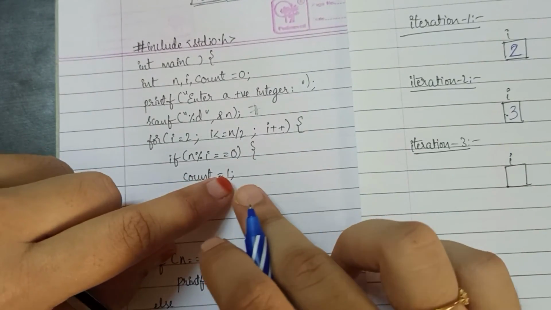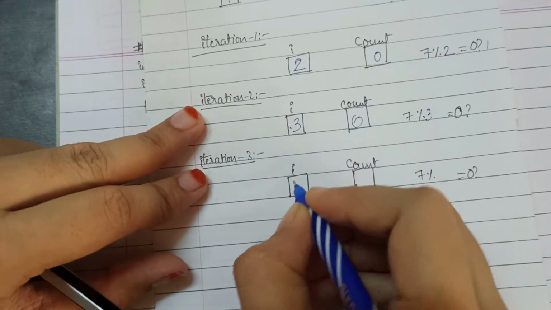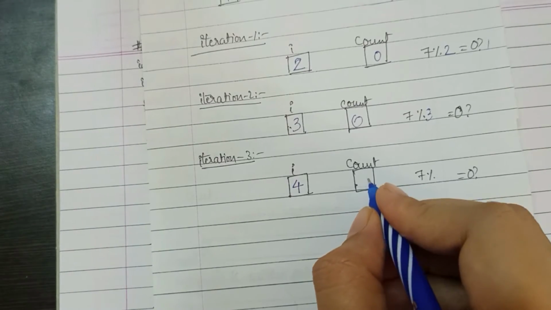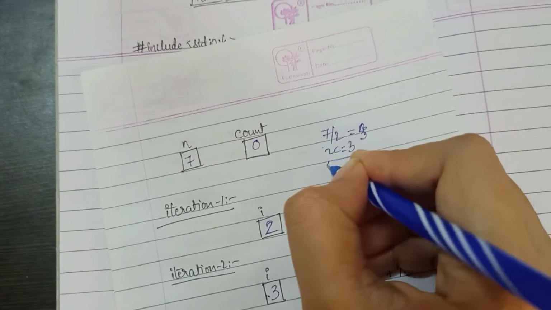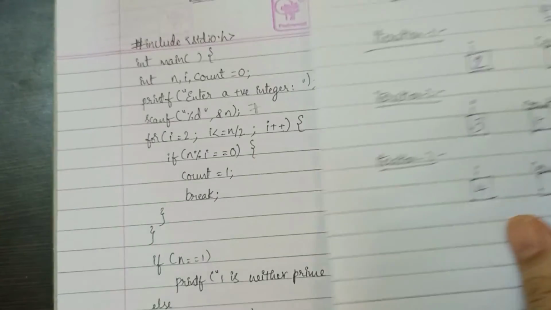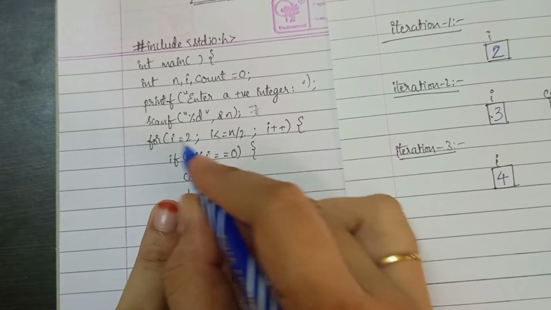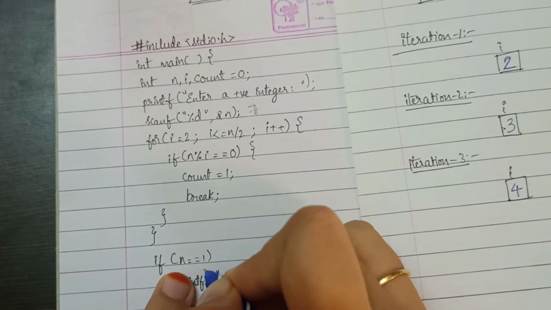Now in iteration 3, i becomes i plus 1, so i is 4. Does this condition fail? Is 4 less than or equal to 3 or not? No, it's not. So this for loop terminates and it comes out.